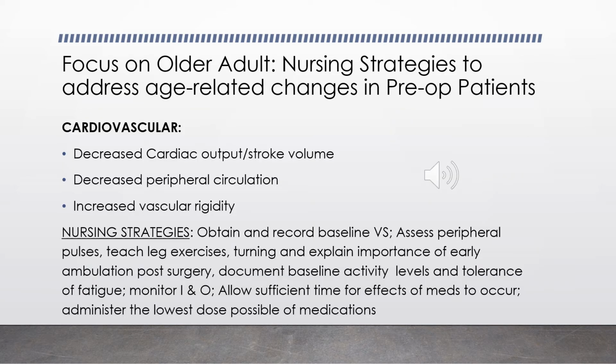On all of these slides coming up here, I'm not going to read all the nursing strategies, but I want you to be familiar with what we would do as nurses so that we can address these age-related changes. So in the older adult, they have increased vascular rigidity, decreased peripheral circulation, and decreased cardiac output and stroke volume. So that puts them at higher risk, like we just talked about, for complications.